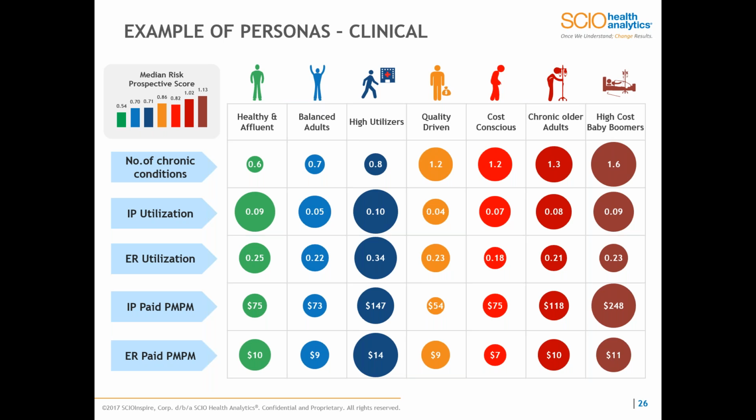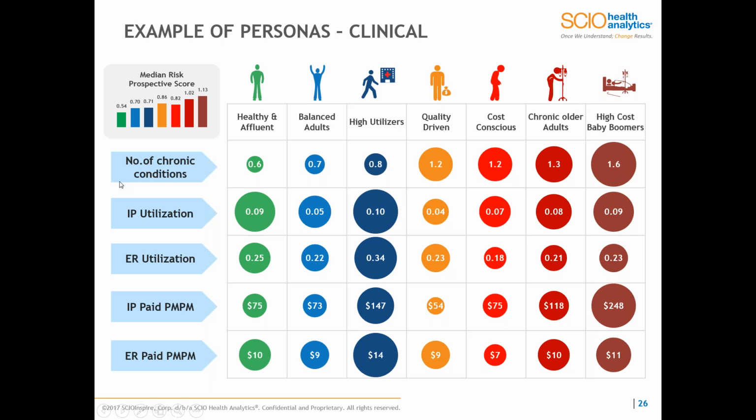And then what do you know about them? What are the number of average chronic conditions? What's the inpatient utilization, the ER utilization? What's the inpatient PMPM and the ER paid PMPM? So that you can look and you can say, all right, for my high utilizers, I probably need to do an intervention around ER utilization and understanding the urgent care options that are available in the network.